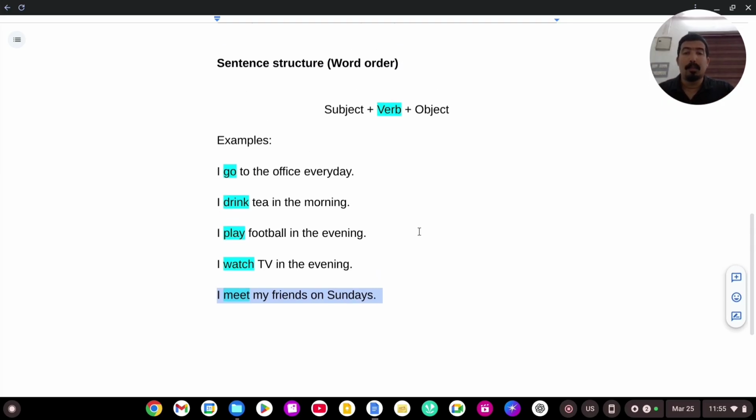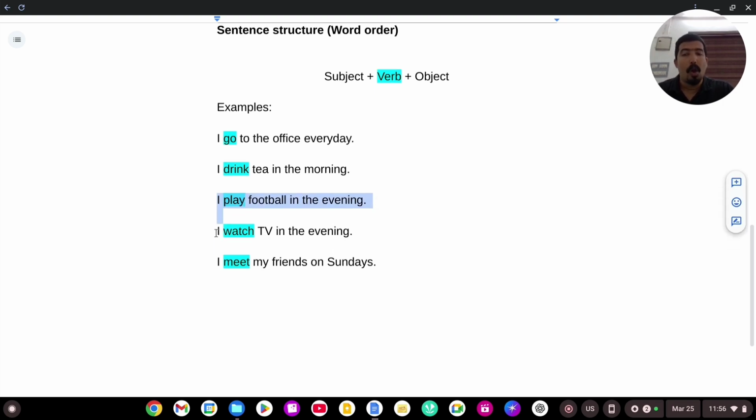Okay. So, I will go through these examples once again. I go to the office every day. Go is the verb. I drink tea in the morning, drink is the verb, that comes in the middle. I play football in the evening, I is the subject, play is the verb, football is the object part. I watch TV in the evening, here watch is the verb. I meet my friends on Sundays, you can see meet is the verb.